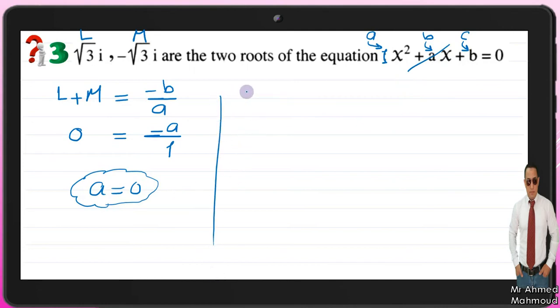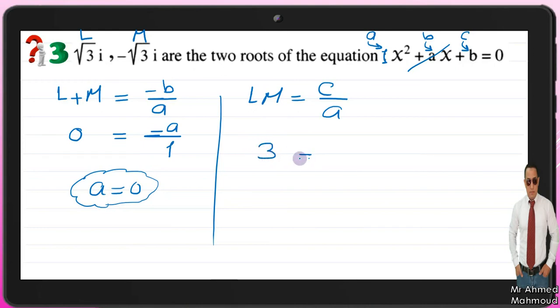Okay, now I need to find b. LM equals c over a. This is the rule. LM is root 3i times negative root 3i. Root 3 times negative root 3 equals negative 3. i times i equals i to the power of 2. i to the power of 2 equals negative 1, as we said before, i power of 2 changes the sign, so it will be negative 3 times negative 1 equals 3.